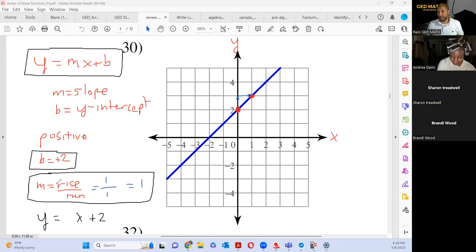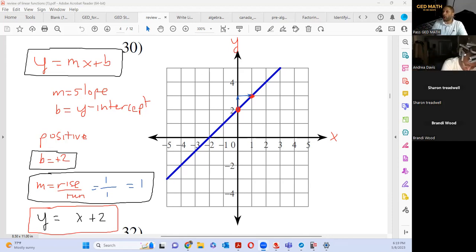Okay, you have to be able to do that. Now, are they going to ask you to graph? No, but they will give you graphs on your exam and ask you the equation of this line. So that's why being able to identify if it's positive or negative, being able to identify what the y-intercept is, and then using rise over run, being able to identify what the slope is.